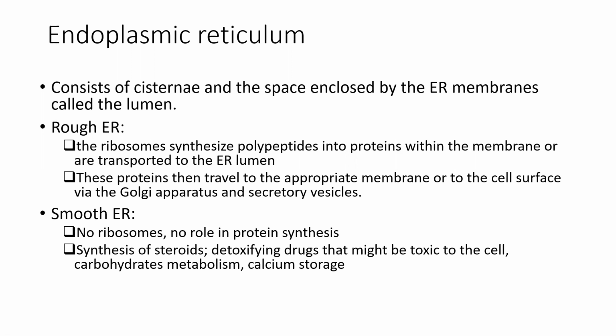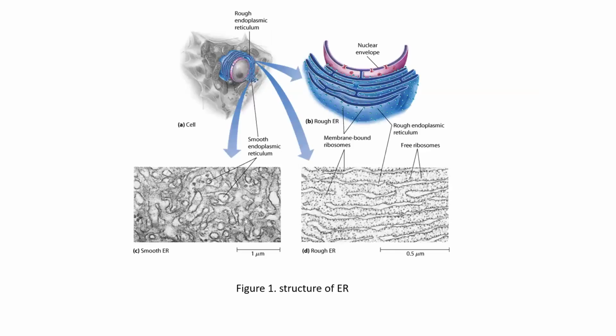Smooth ER, as the name says, has no ribosomes and no role in protein synthesis, but it synthesizes steroids, detoxifies drugs, and is involved in carbohydrate metabolism and calcium storage. This is a picture of what the rough ER looks like. On the left-hand side, you can see the rough ER on the top and the smooth ER on the bottom. On the right-hand side, we have many blue dots in between the rough ER. Those are free vesicles containing proteins and lipids, ready to be delivered to the Golgi apparatus.